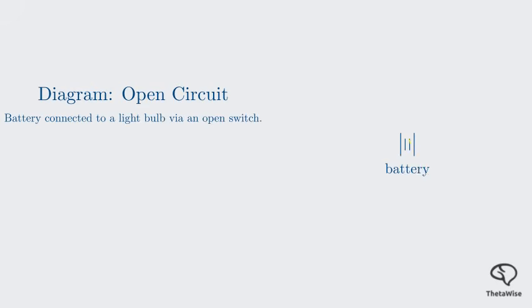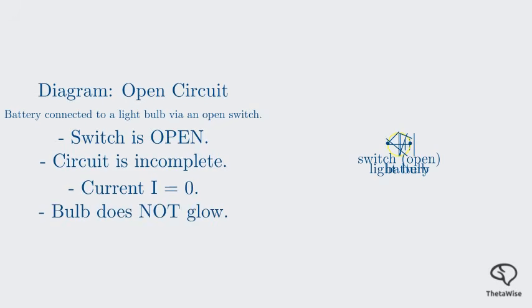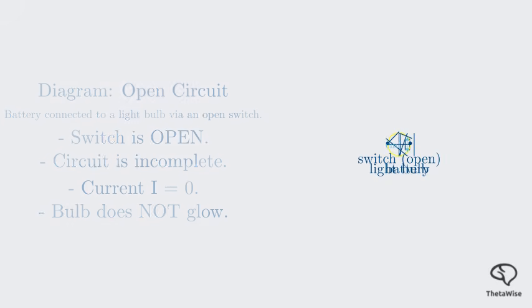Consider a simple circuit with a battery and a light bulb, but the switch is open. Since the switch is open, the circuit is incomplete. No current can flow. The light bulb does not glow. If we were to measure the voltage across the battery in this state, that measurement would be the electromotive force, or EMF. Now let's close the switch.